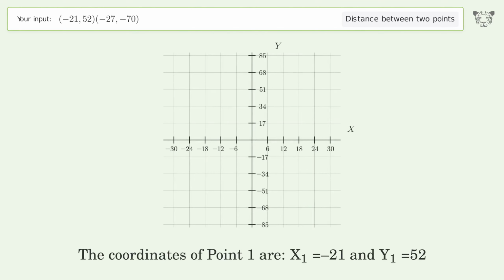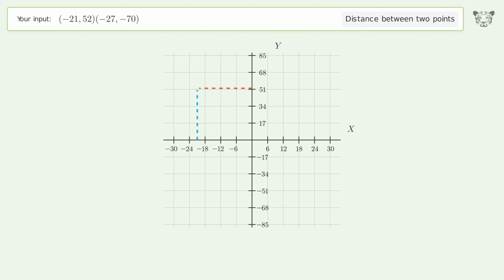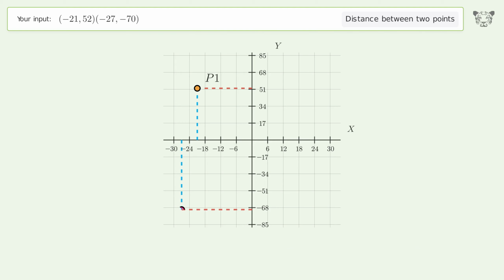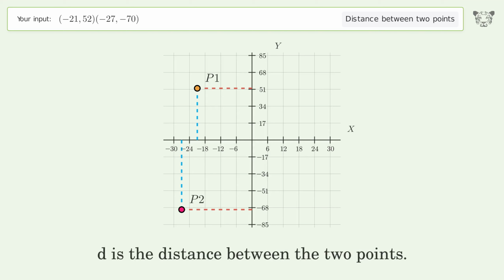The coordinates of point 1 are, x1 equals negative 21 and y1 equals 52. The coordinates of point 2 are, x2 equals negative 27 and y2 equals negative 70. D is the distance between the 2 points.